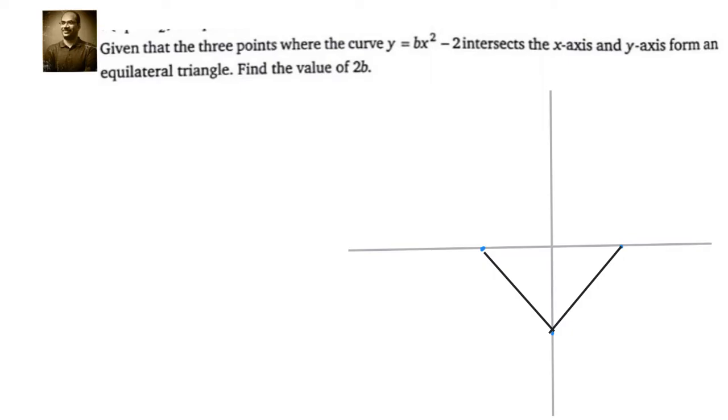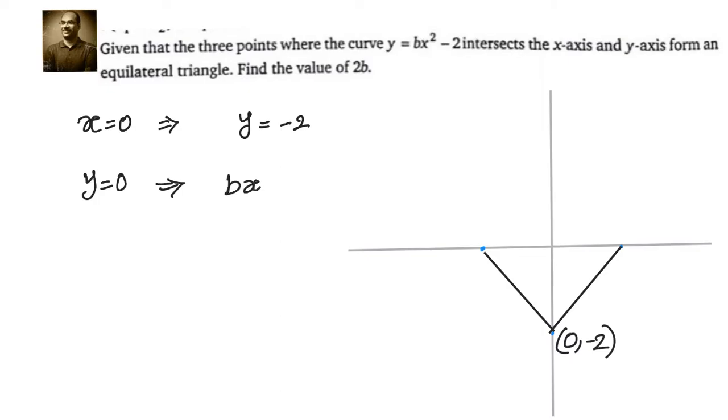To find the point at which it cuts the y-axis, let us substitute x equals 0. We will have y equals minus 2. So we clearly know that the point is (0, minus 2). Now to find the points where the curve cuts the x-axis, let us substitute y equals 0. We will have bx square equals 2, or I can write x equals plus or minus square root of 2 by b.